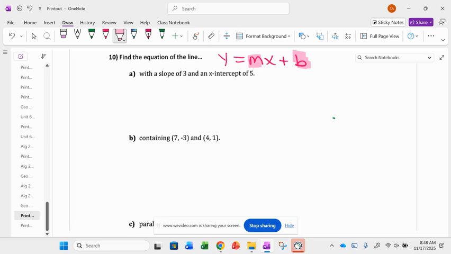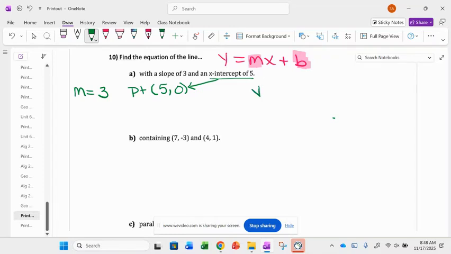So here it's saying we want to write an equation of a line with a slope of 3. Well, do we agree if the slope is 3, that's m, our m is 3? And they're saying an x-intercept of 5 is b. Does b represent the x-intercept? No, what does b represent? The y-intercept. So when they say an x-intercept of 5, they just mean the point (5, 0).